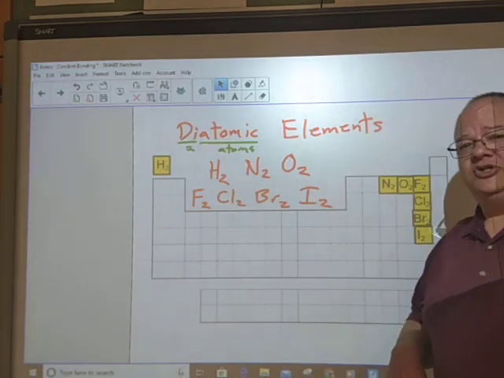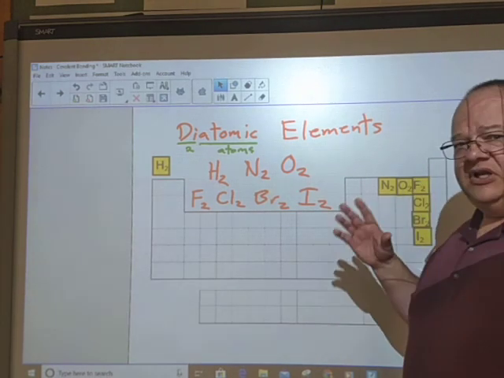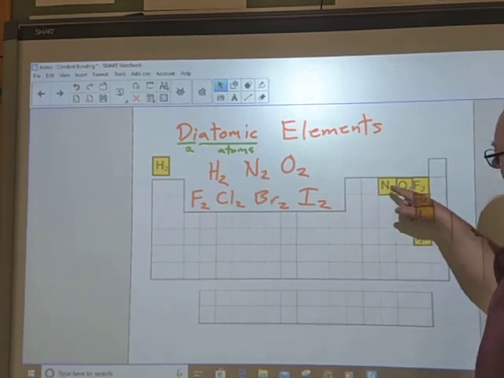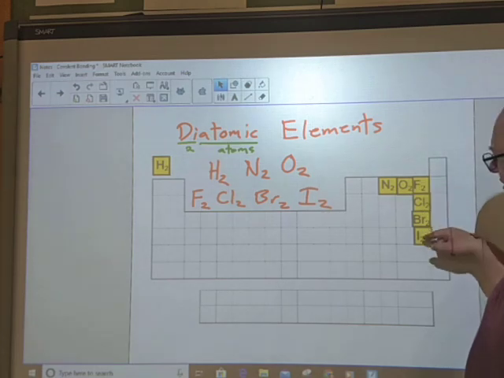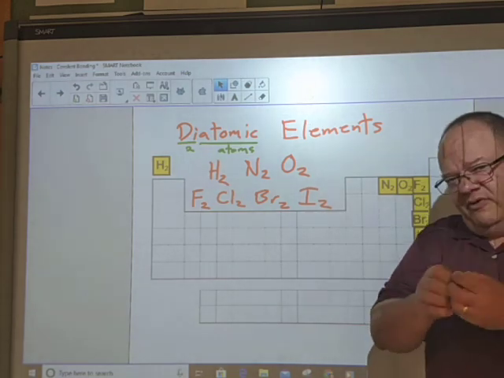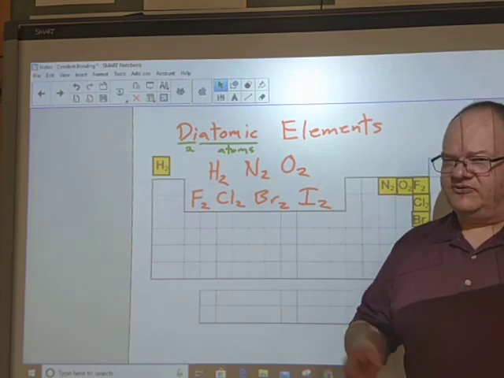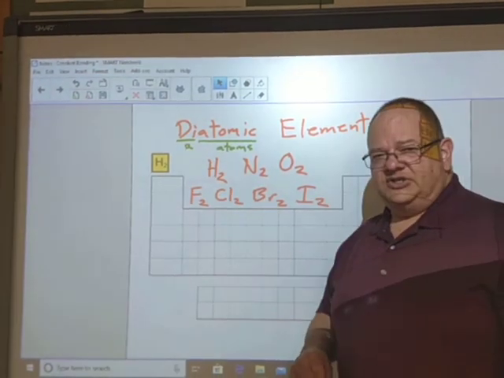Okay, I want to remind you about diatomic elements. So, there are 7 diatomic elements that we commonly refer to, and 6 of the 7 on the periodic table are in the shape of a 7. Nitrogen, oxygen, fluorine, chlorine, bromine, iodine. And that means whenever they are by themselves, they're not really by themselves, they form little groups of 2. And then hydrogen is the other one.